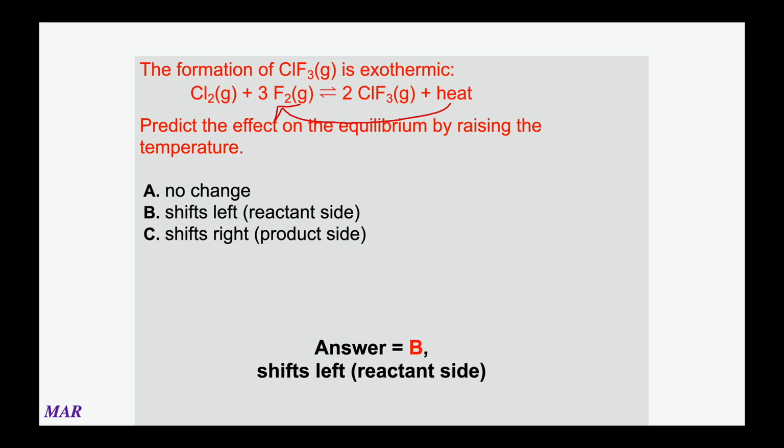So in this reaction, we would say that if you heat it up, the reaction is going to have more reactants and fewer products. It's going to be a shift to the left. So notice that increasing the temperature on the endothermic reaction made more products. Here, increasing the temperature on this exothermic reaction made more reactants.